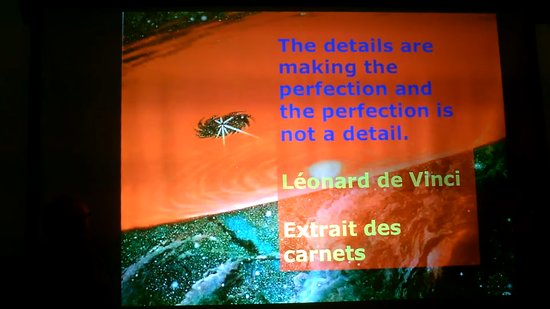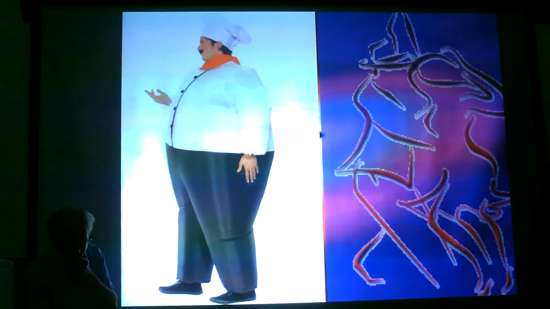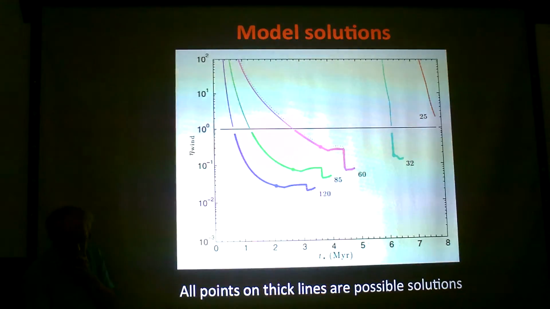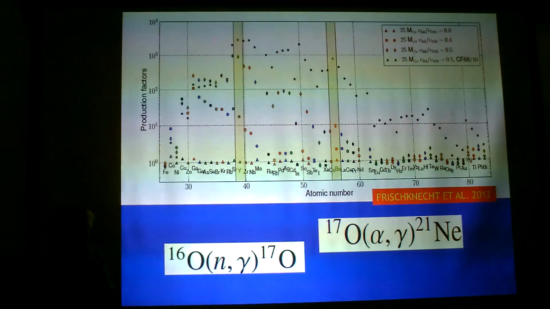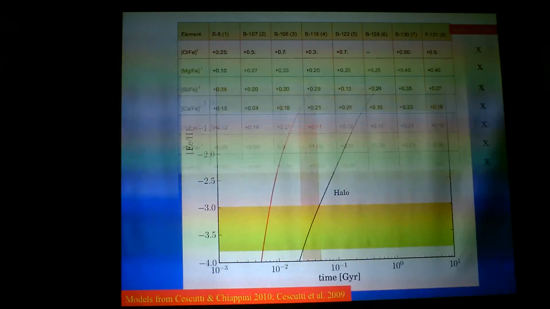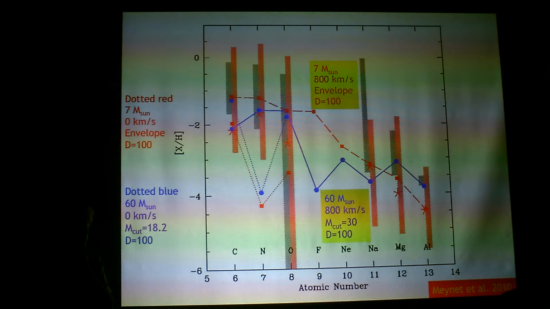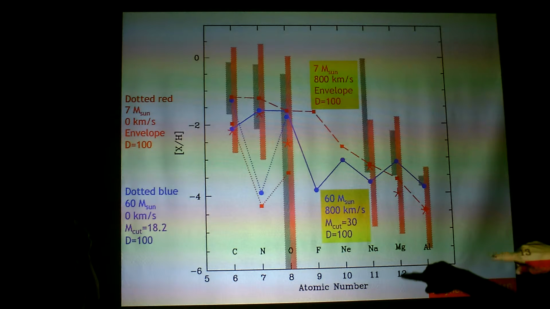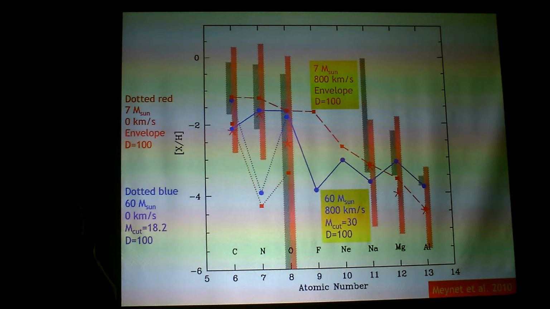In the last slide, you have shown the abundances of the models compared to the observations. In the case of the seven solar mass models, the enhancement of CNO is due to the mixing induced by rotation during the core helium burning. It has nothing to do with the dredge-up. Okay. So that's the first.